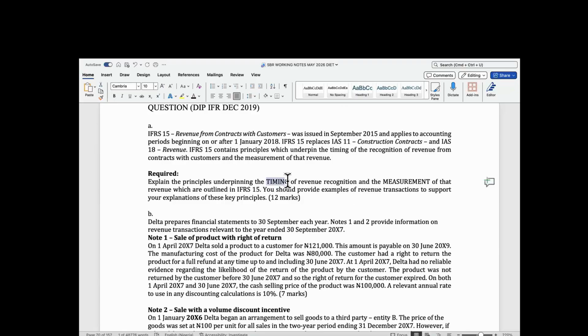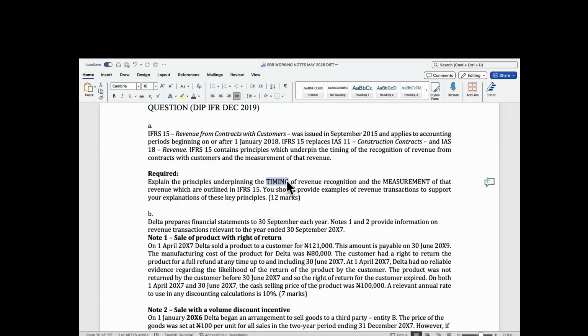Okay, well, this is a theoretical question. So the principle of timing, in terms of when do you recognize revenue? The principle here is that it talks about recognizing revenue either at a point in time or over time, depending on whether the service is rendered immediately or over time. So this is more of step 5, which speaks to recognition of revenue.